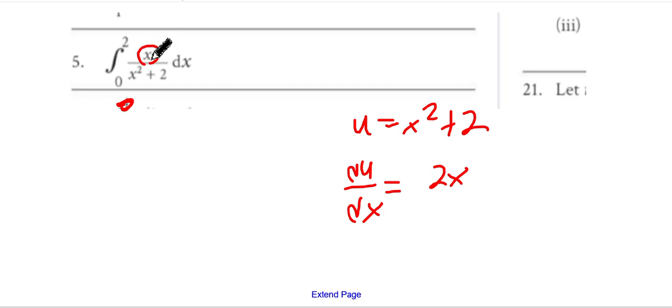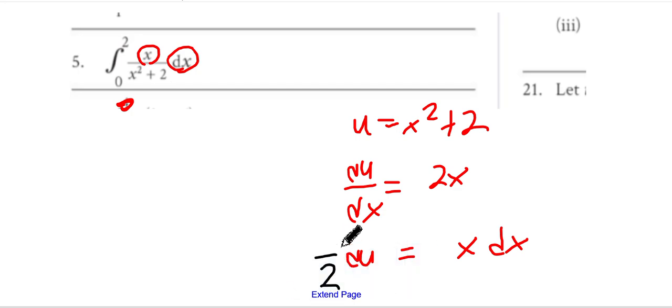2x. And you see this x dx part? I'm looking to form x dx on its own. So I bring up the dx, and where do I put the 2 then? The 2 was here, yeah? I'm going to bring it underneath the du and turn it into a half.